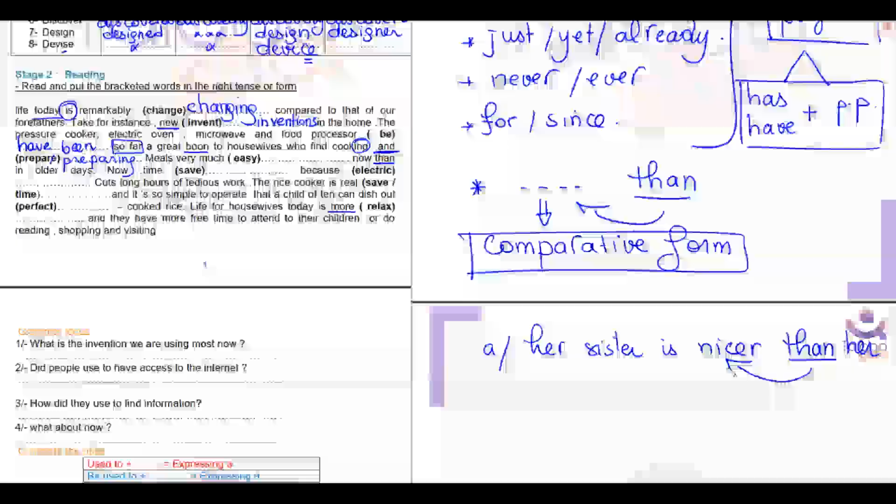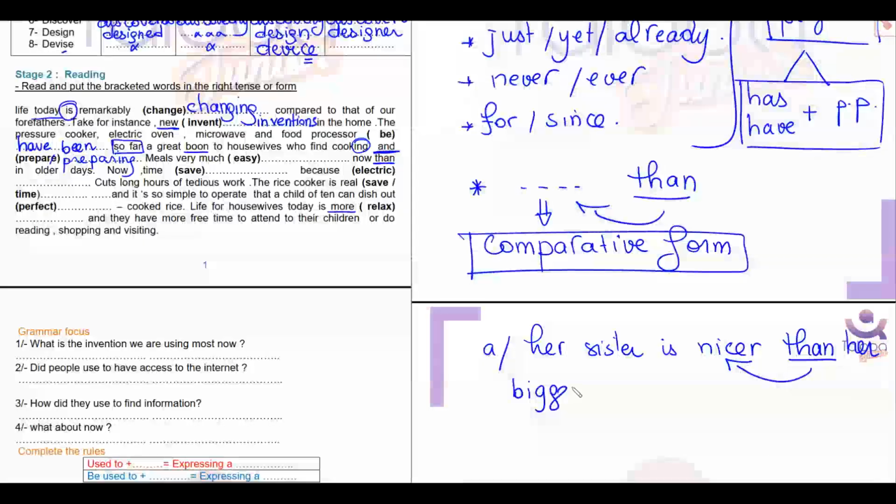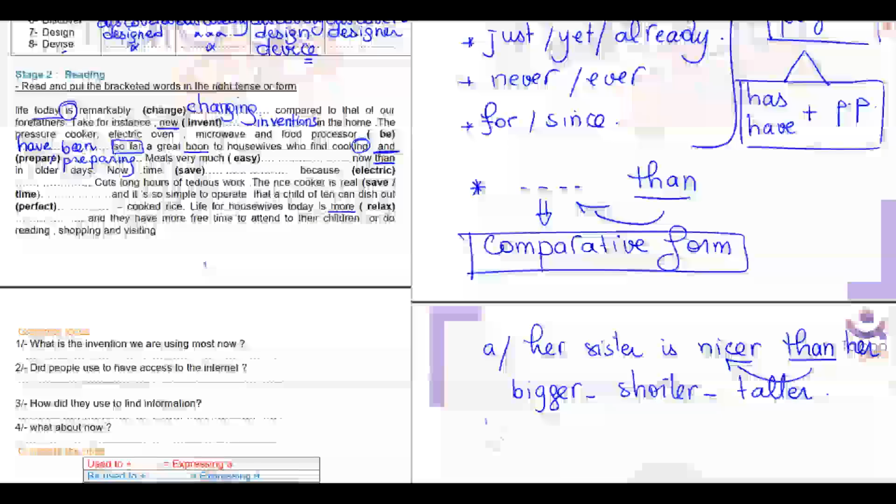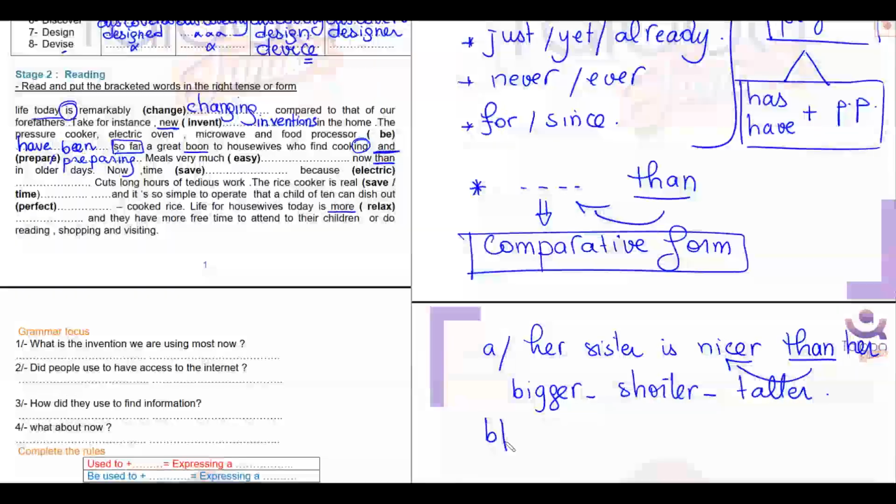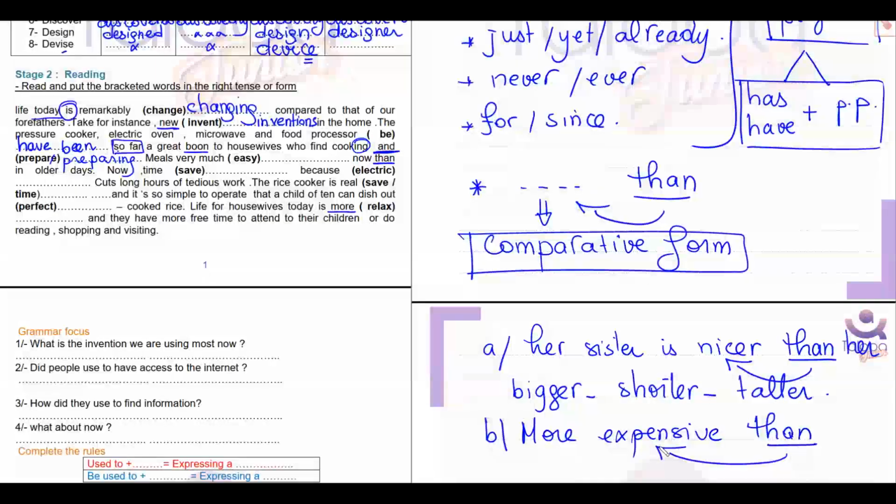Nicer, bigger, shorter, taller. Here you speak about a short adjective. Now, what about the case if you have a long adjective? For example, you compare between two books: the English book is more expensive than the French book. More expensive than. You have "than," so here we need the comparative.